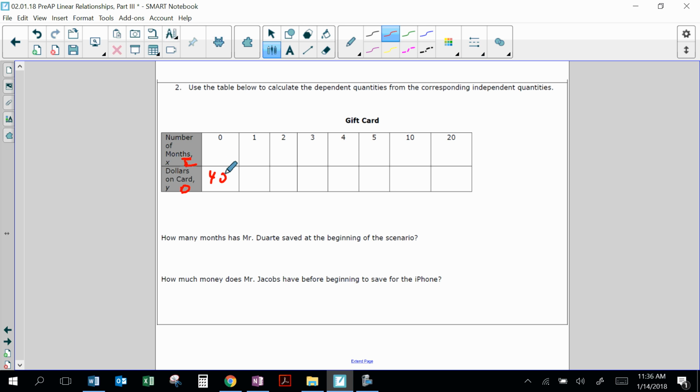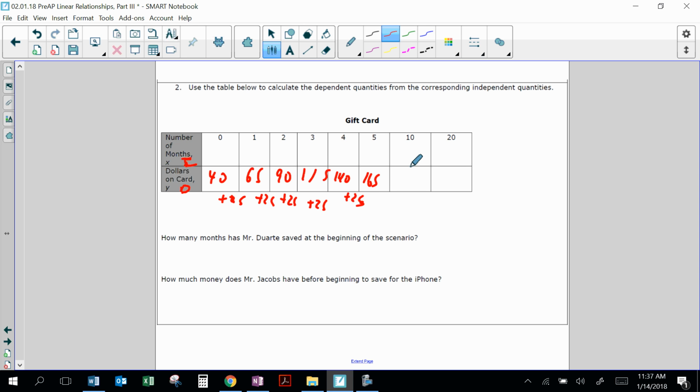He hasn't added anything. The next month, he adds $25 to the 40. So now it is $65. The next month, he adds $25, that'd be $90. The next month, he adds another $25, that'd be $115. The next month, he adds $25, 115 plus 5 is 120, so it'd be 140. The next month, he adds $25, so it'd be 165.